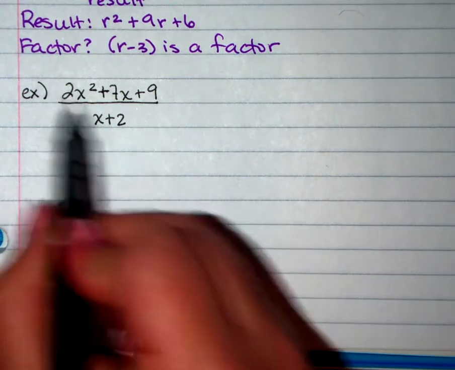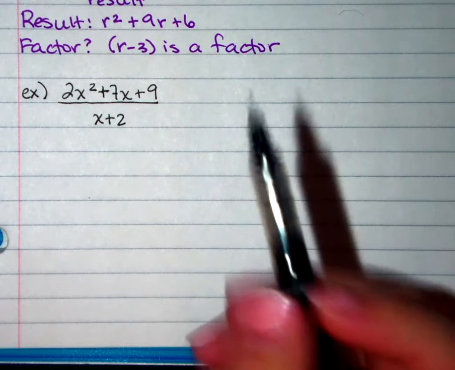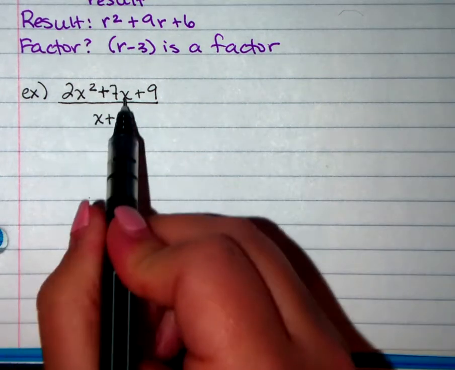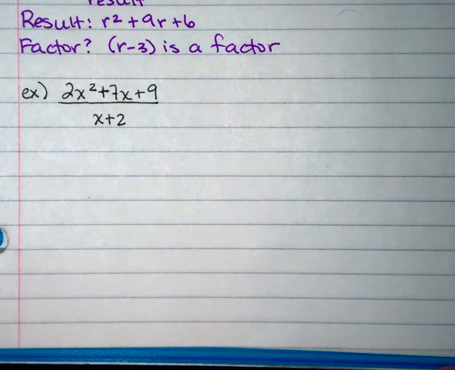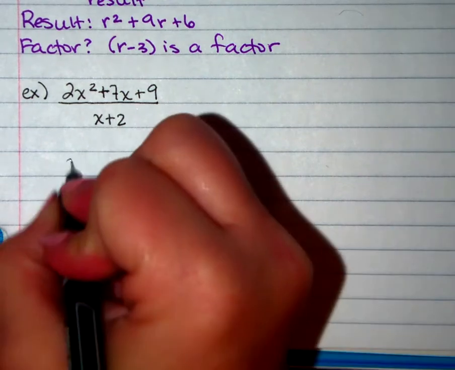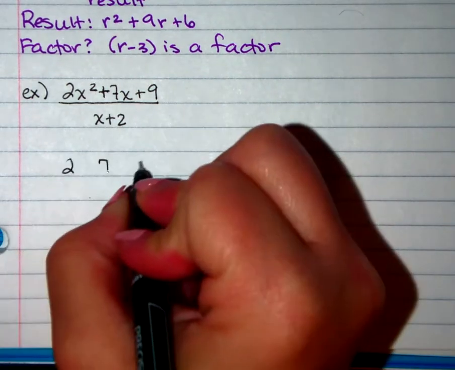Now notice that this is a second degree polynomial. I have a squared, a first degree, and a constant. And I'm going to write those coefficients down as well, same as I did last time.